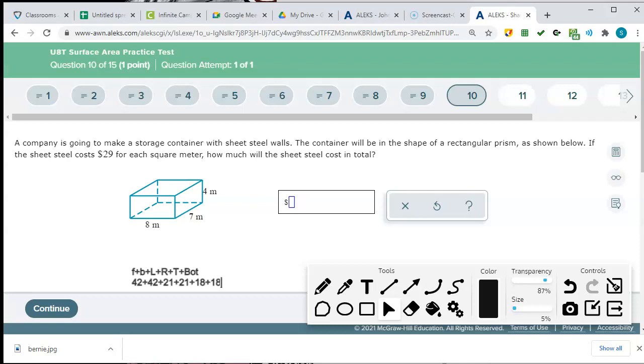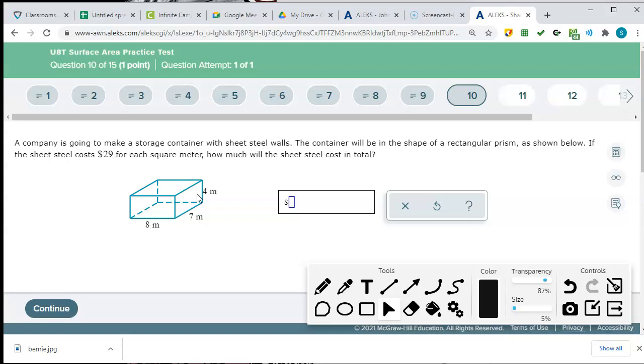All right. Now we've got a word problem. So this is going to be very similar. The company is going to make a storage container with sheet steel walls. The container will be shaped in a regular prism shown below. If the sheet costs $29 for each square meter, how much will the sheet steel cost in total?